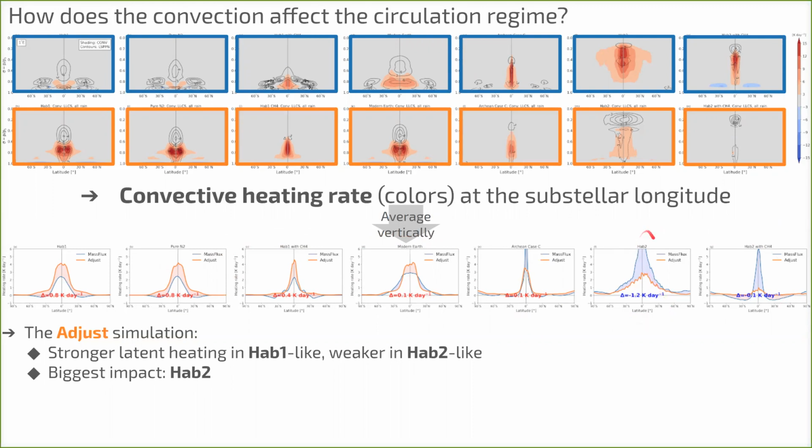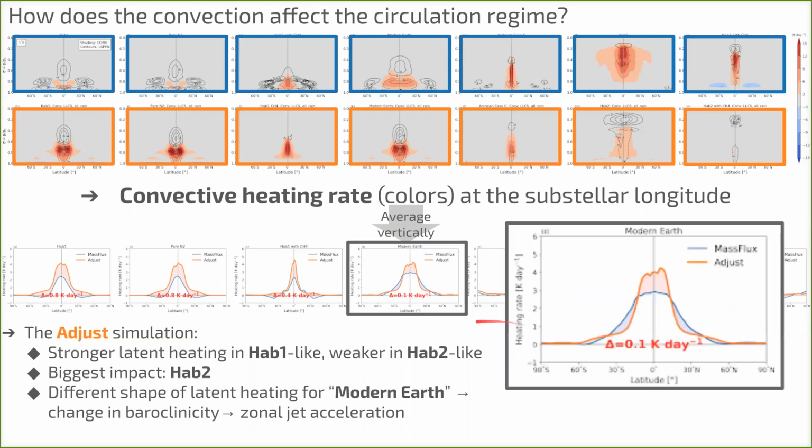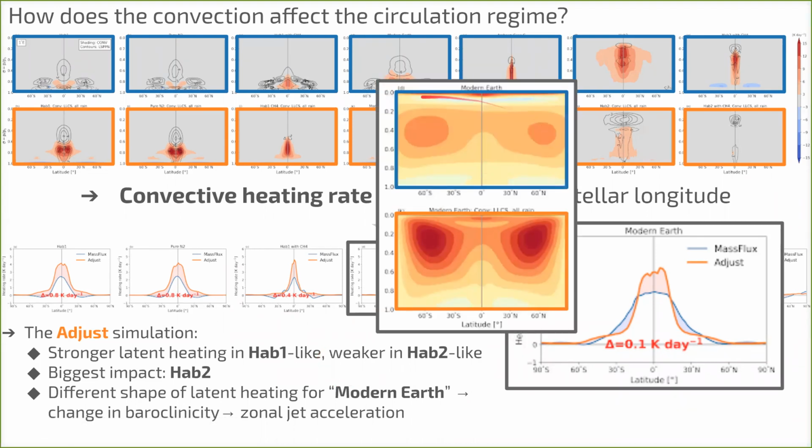The biggest impact is actually seen for the HAB2, but what is more interesting is what's happening to the modern Earth simulation. You can see that the shape of the latent heating profile changes, making the heating increase at the equator and decrease in the subtropics and tropics, which results in a different temperature gradient from the equator to the pole. And via the thermal wind relationship, this likely results in the zonal jet acceleration, which indeed we can see if we compare the mass flux to the adjustment simulation.